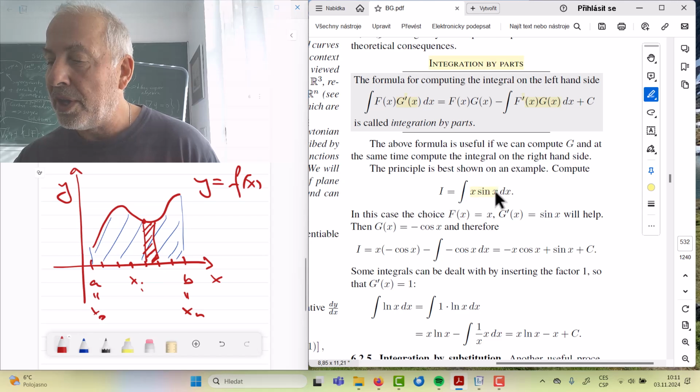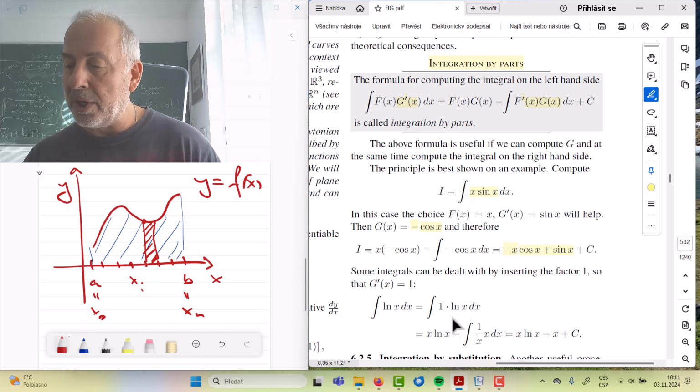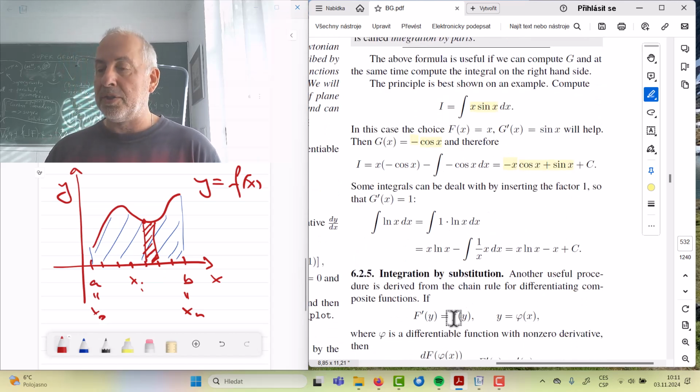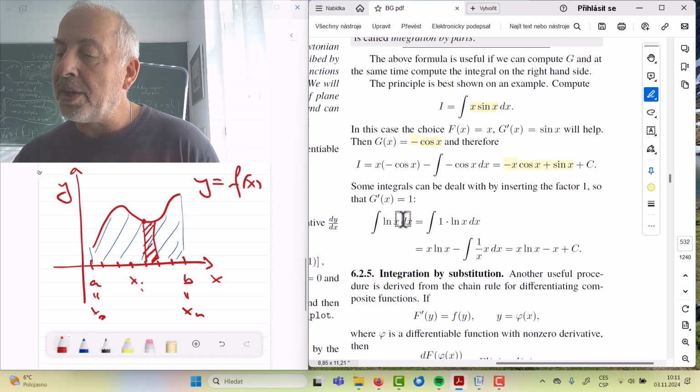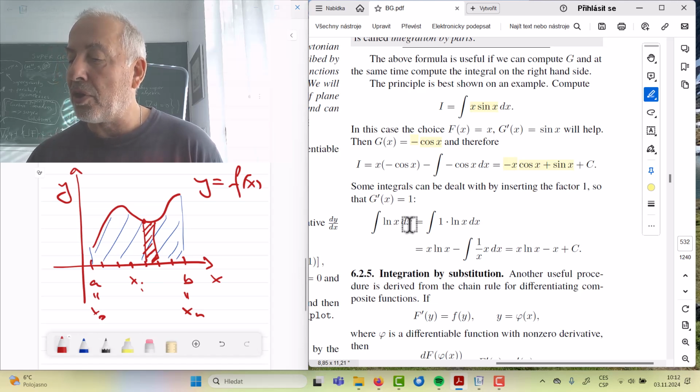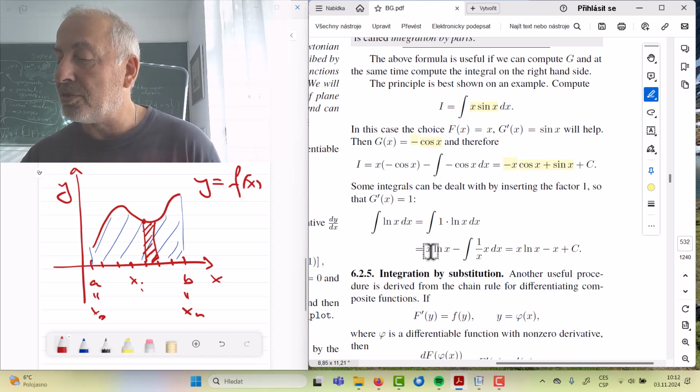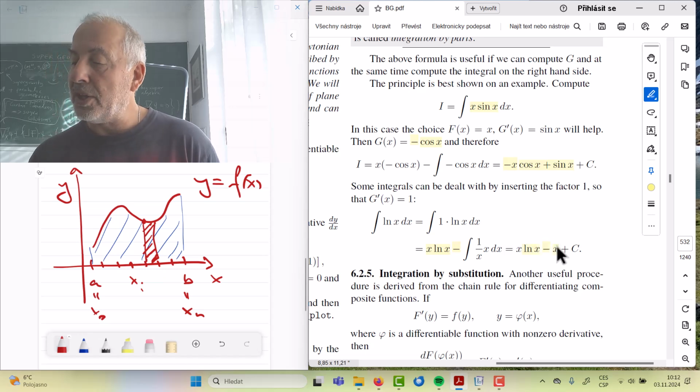So for example, if you have x times sine x, then it's easy to choose. So f would be x, and we know the antiderivative of sine is minus cosine, and therefore we immediately get the result, right? So that's very easy going. Similarly, it's sometimes quite useful to consider 1 as the g dash, and then you can, for example, compute the antiderivative of the logarithm, right? Without this trick it would be difficult, but with this trick it's easy, because you see immediately that it's this minus 1 over x. The x's just cancel each other, so it's an easy way.